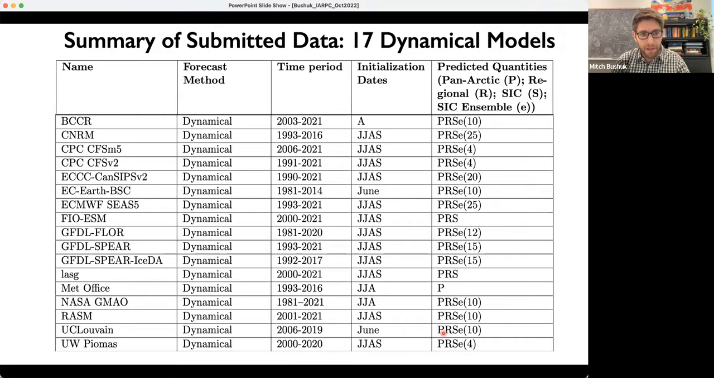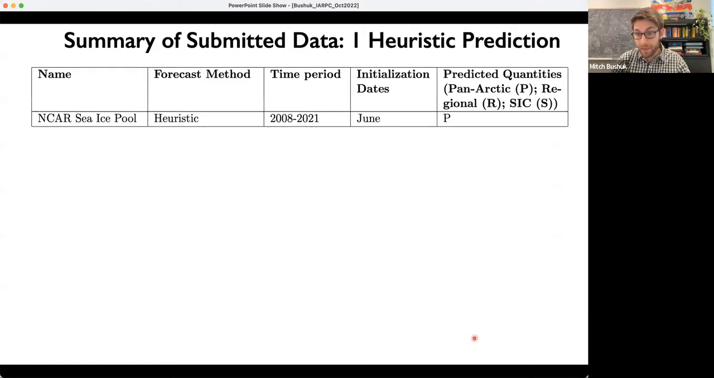And then here's what we got from the dynamical models. Most of these submitted spatial fields of sea ice concentration, as well as regional and pan-Arctic extent, and most of them also submitted ensemble data. So we really got a nice contribution of data from 34 different systems in total here. And then we also got one heuristic prediction. This came from the NCAR sea ice pool, which is performed every summer in early June.